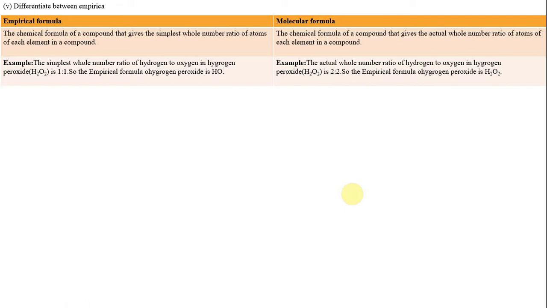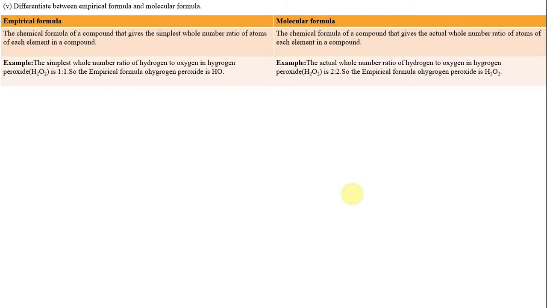Now question 5. Differentiate between empirical formula and molecular formula. Empirical formula: the chemical formula of a compound that gives the simplest whole number ratios of atoms of each element in a compound. Whereas molecular formula: the chemical formula of a compound that gives the actual whole number ratios of atoms of each element in a compound.